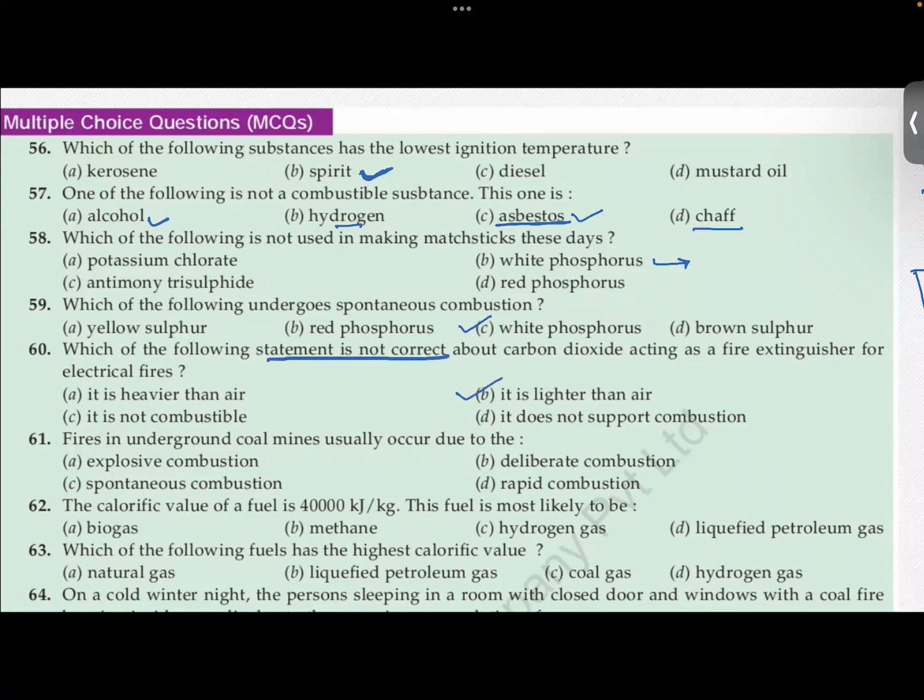So we know that it is heavier than air. It forms a blanket of gas over the fire, and it replaces the lighter air. It is not combustible. We know that carbon dioxide neither supports combustion nor burns itself. And we know it does not support combustion. So option B is the right answer. Next question.